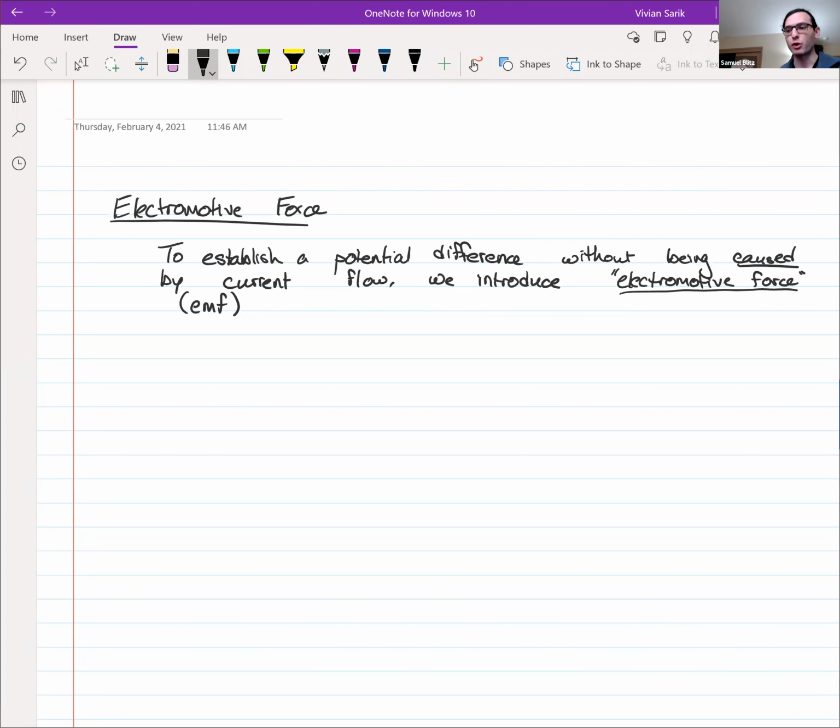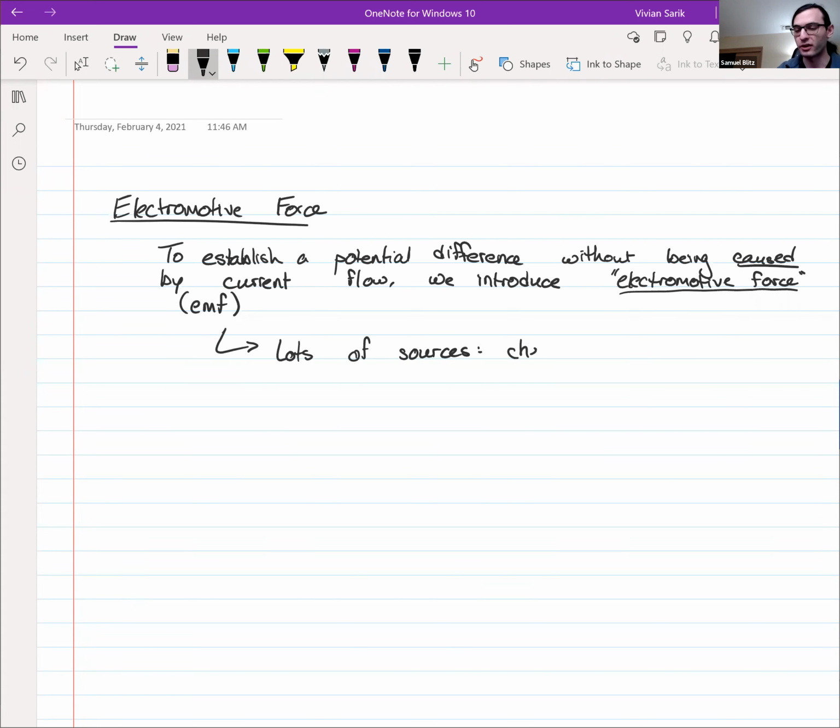The electromotive force is not a force. It's just poorly named, I'm sorry. It's a thing rather than an abstract idea like a force. An electromotive force is a source, some source of potential difference that is self-sustaining. And there are lots of different sources of electromotive force.